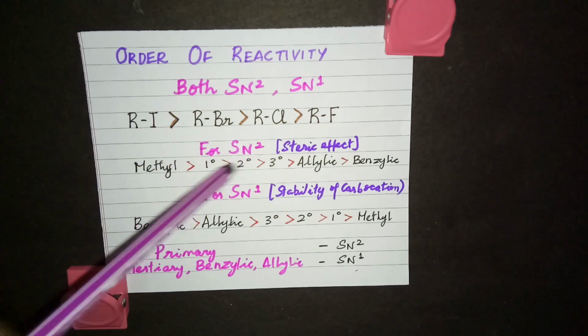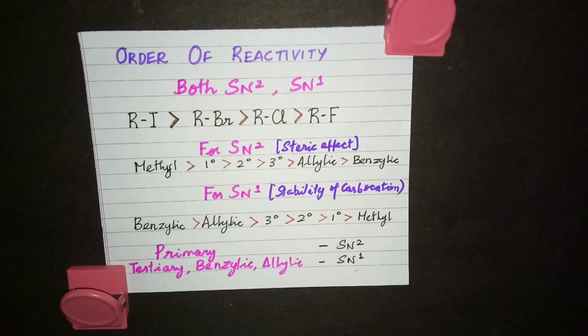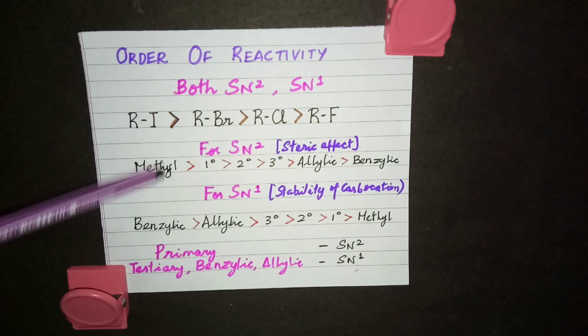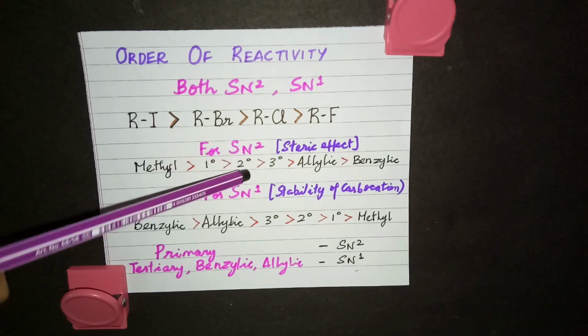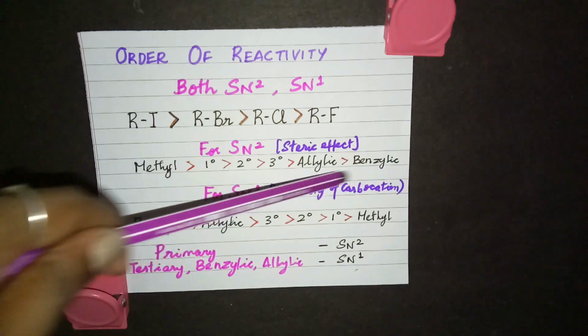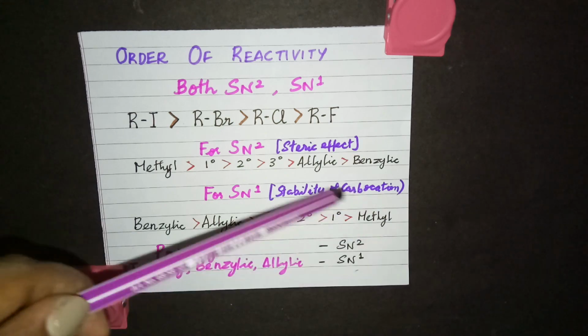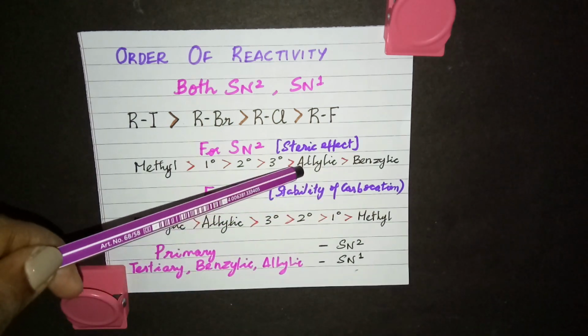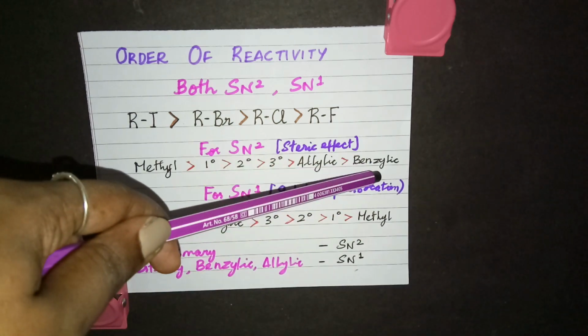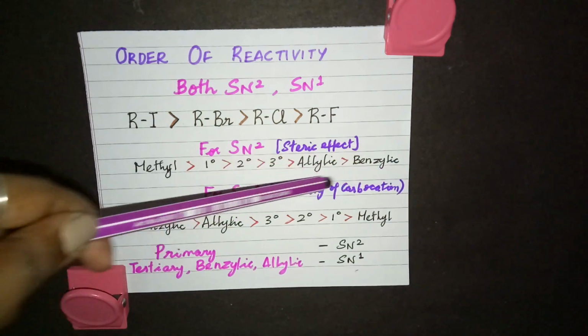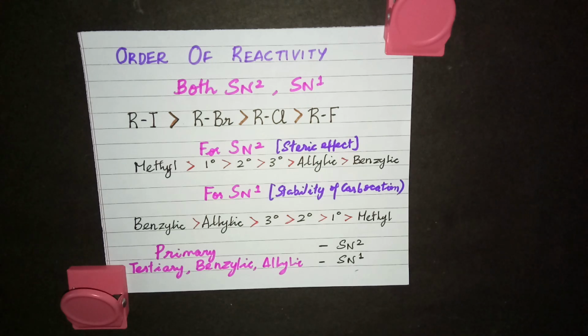So in the case of SN2, which is offering more steric effect to the incoming nucleophile? Tertiary. So methyl will undergo reaction more easily than primary, than secondary, than tertiary. And here I've included two, allylic and benzylic. I'll explain this in the next slide. Here allylic will undergo reaction faster than benzylic, but compared to these, these two are undergoing the reaction very slowly. Which means these two will not prefer SN2 mechanism.